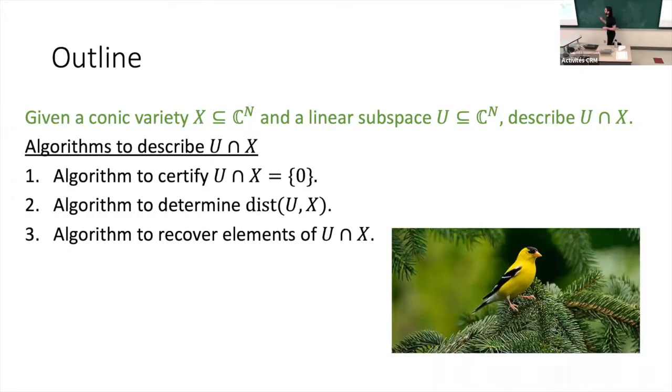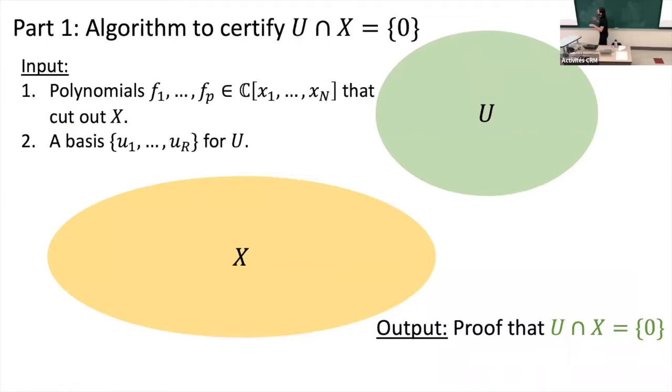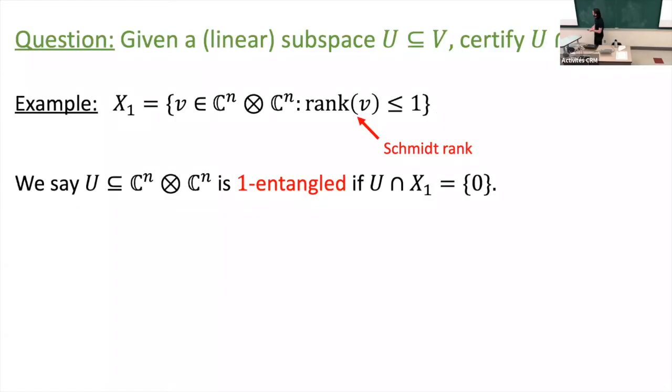All right, so in this talk, I will be proposing algorithms for all three of these questions when X is a conic variety. The input is a set of polynomials that cut out the variety and some basis for U. And you want some proof that the intersection of U and X is 0.